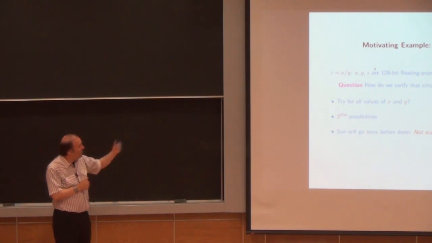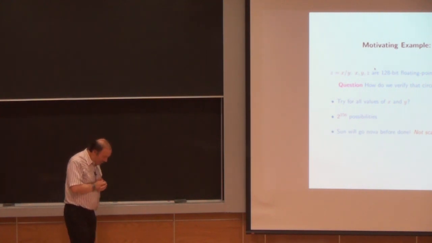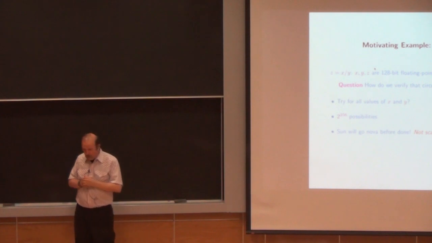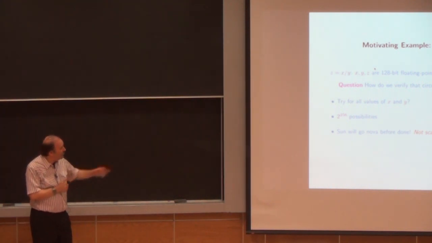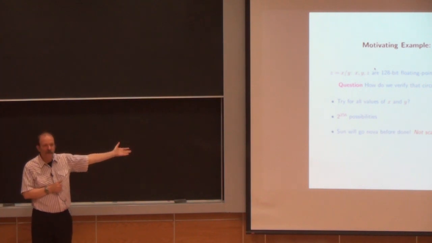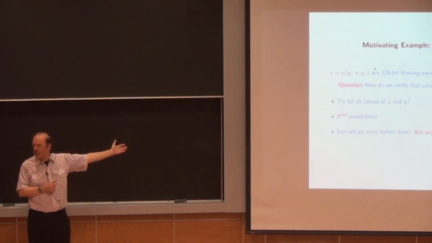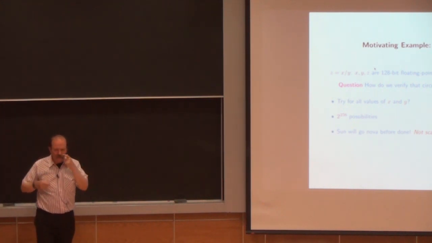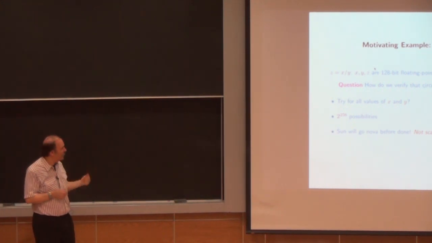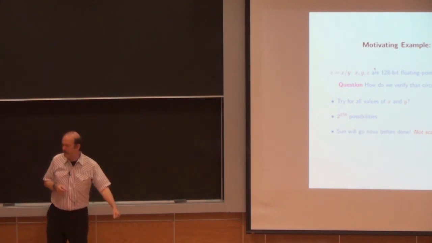And so imagine I want to build today a floating point divider with 128 bits. If I want to try all possibilities, the number is 2 to the 256. We saw before that 2 to the 200 is bigger than the number of Planck time units since the Big Bang. So we can never do something like this.